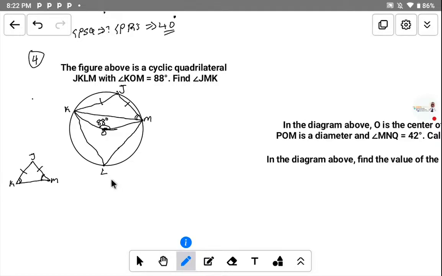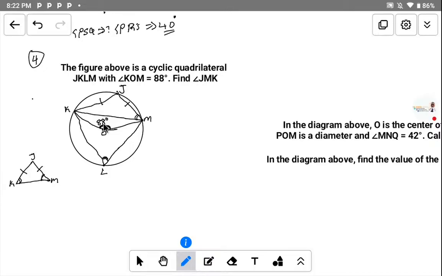To solve that, you should remember the statement I made in our theorems. That is, the angle at the center is equal to twice the angle at the circumference. Meaning that this angle given at this point here, which is 88, is twice the angle at this circumference. To get the angle at the circumference here, it will be half of the angle at the center. It will be half of the angle at this point.